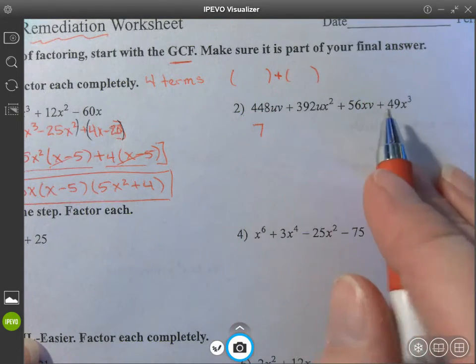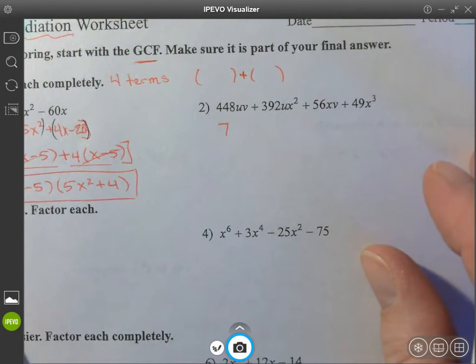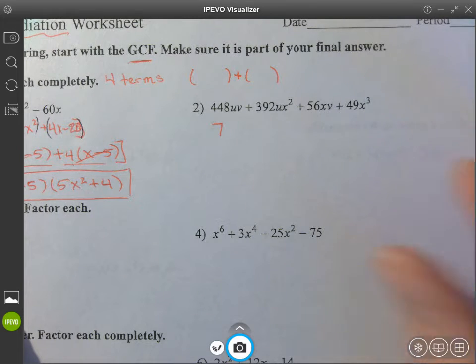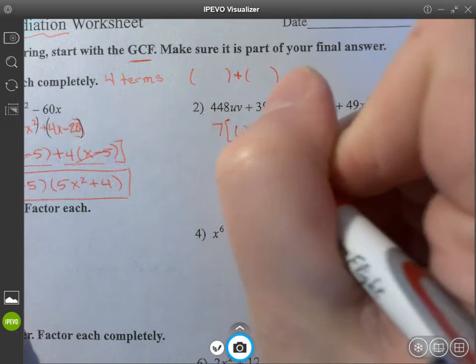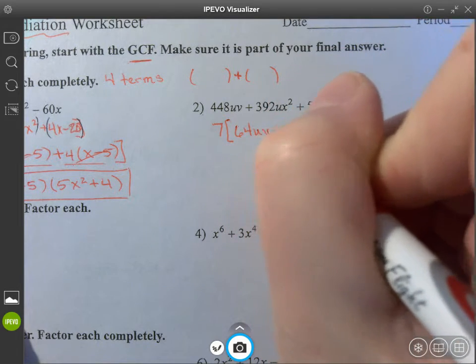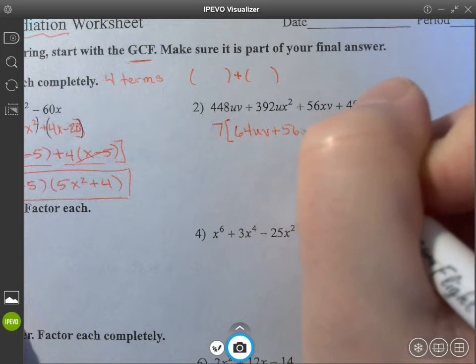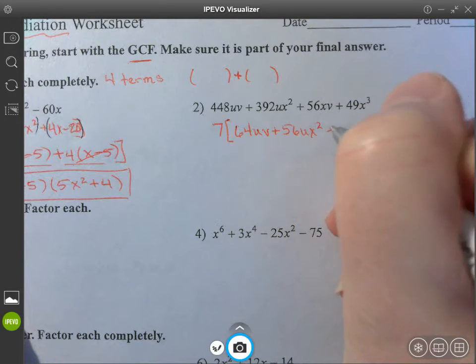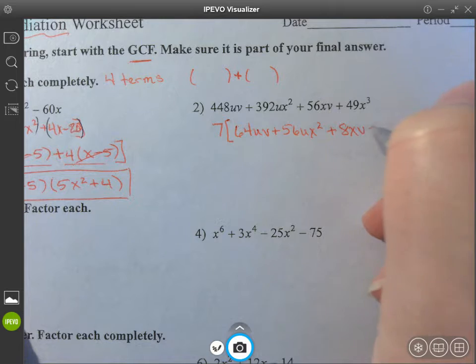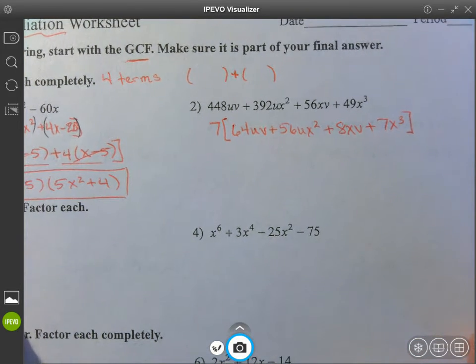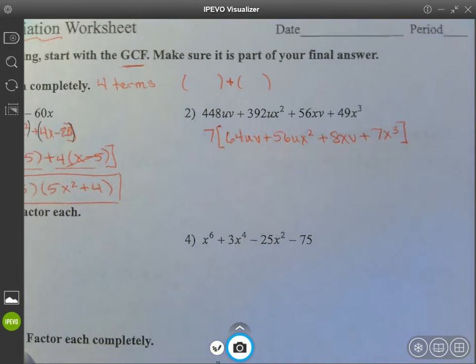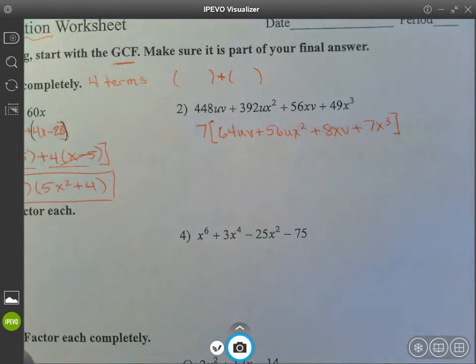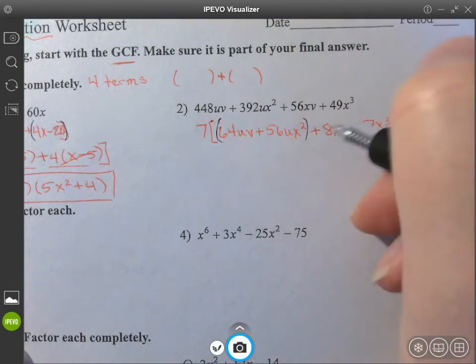How about any variables? There's a lot of variables going on. Any variables you can take out? Mm-mm. All right, so just the 7. I would check on my calculator to make sure I have the right numbers. 64UV plus 56UX squared plus 8XV plus 7x to the third. Okay, so now that I've got that, we're going to group it. There's no reason to rearrange it unless you try to group it and it doesn't pair up. So I don't rearrange unless I'm forced to.